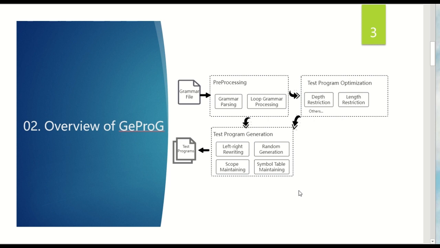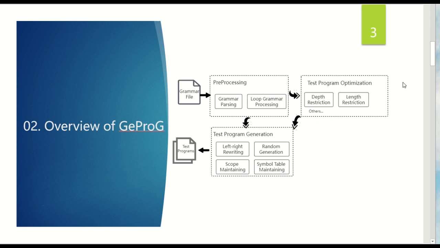This is the overview of GeProG. It takes a grammar file as input and outputs the programs that satisfy the grammar. There are three modules of GeProG: preprocessing, program optimization, and program generation. In the preprocessing module, it parses the input grammar file, identifies the non-terminals, terminals, and production rules in the grammar, and recognizes the relations among non-terminals to solve loop problems.